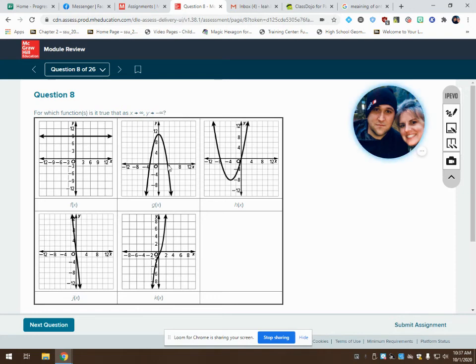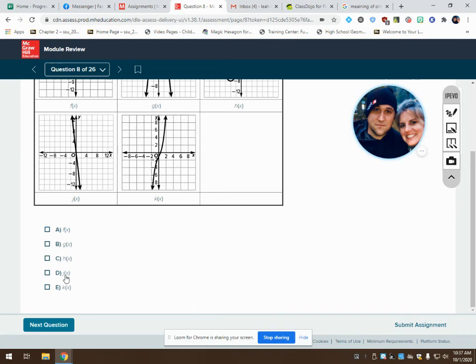Well, this right here, x is getting bigger, y's are going down. X is getting bigger, y's are going up, so it can't be that. X is getting bigger, y's are going down, so it's looking like it's these two. X is getting bigger, y's are getting bigger, not that one. And this, as x is getting bigger, y's staying the same, so it can't be that one. So my answers are j of x and g of x.